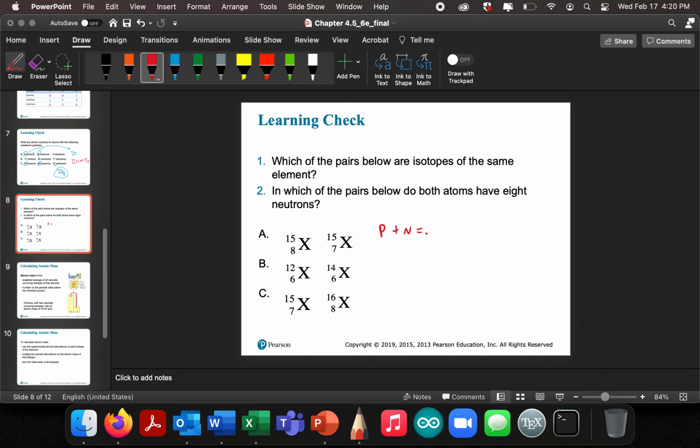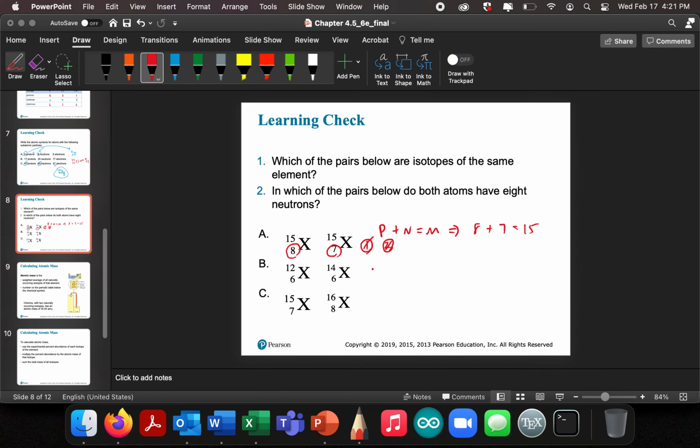P plus N is equal to M, right? And P is 8 plus N must be 7, is equal to 15. So these two are not the same element, right? Because that's got an atomic number of 7, that's got an atomic number of 8, right? So this is not 1, and it's not 2, right? Because if this has 7 protons, it must have 8 neutrons. And this one has 7 neutrons, right? So what about this one?